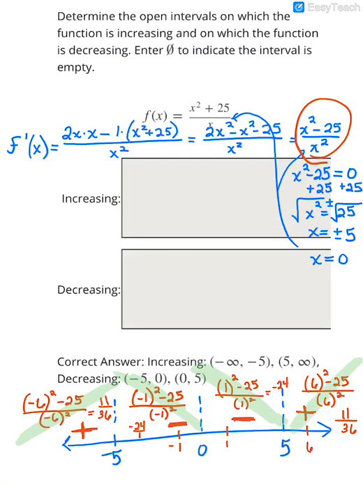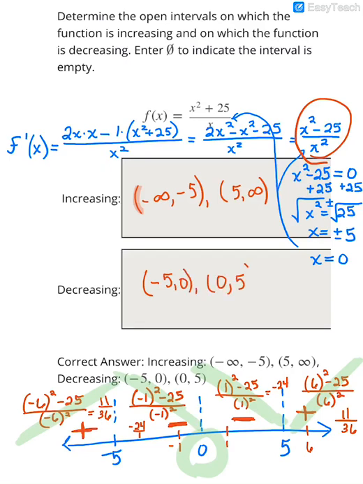Remember, we talked about the fact that x equals 0 is a vertical asymptote on that original graph. So we do have to separate those intervals around that asymptote. So my increasing intervals were from negative infinity to negative 5, as well as from positive 5 to infinity. Whereas my decreasing intervals are from negative 5 to 0, as well as from 0 to positive 5.